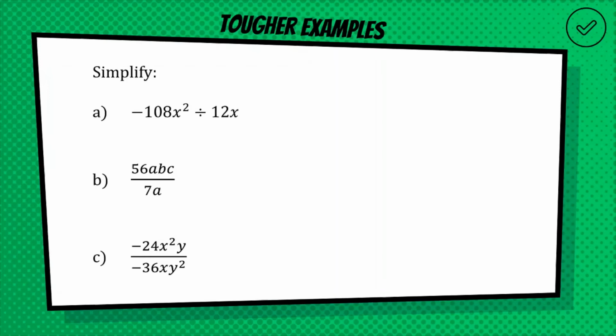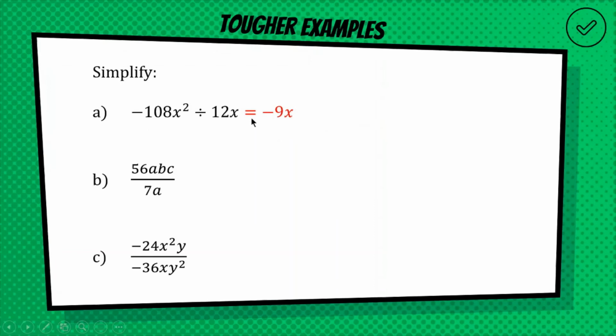All right, so for the first one, we're doing negative 108 divided by 12. If you're good at your times tables, you might remember that 12 times 9 gives us 108. And when you do a negative divided by a positive, you get a negative answer. Okay, so our number is going to be negative 9. And as we looked at in the basic rules, x squared divided by x leaves us with x. So our answer is negative 9x, okay?